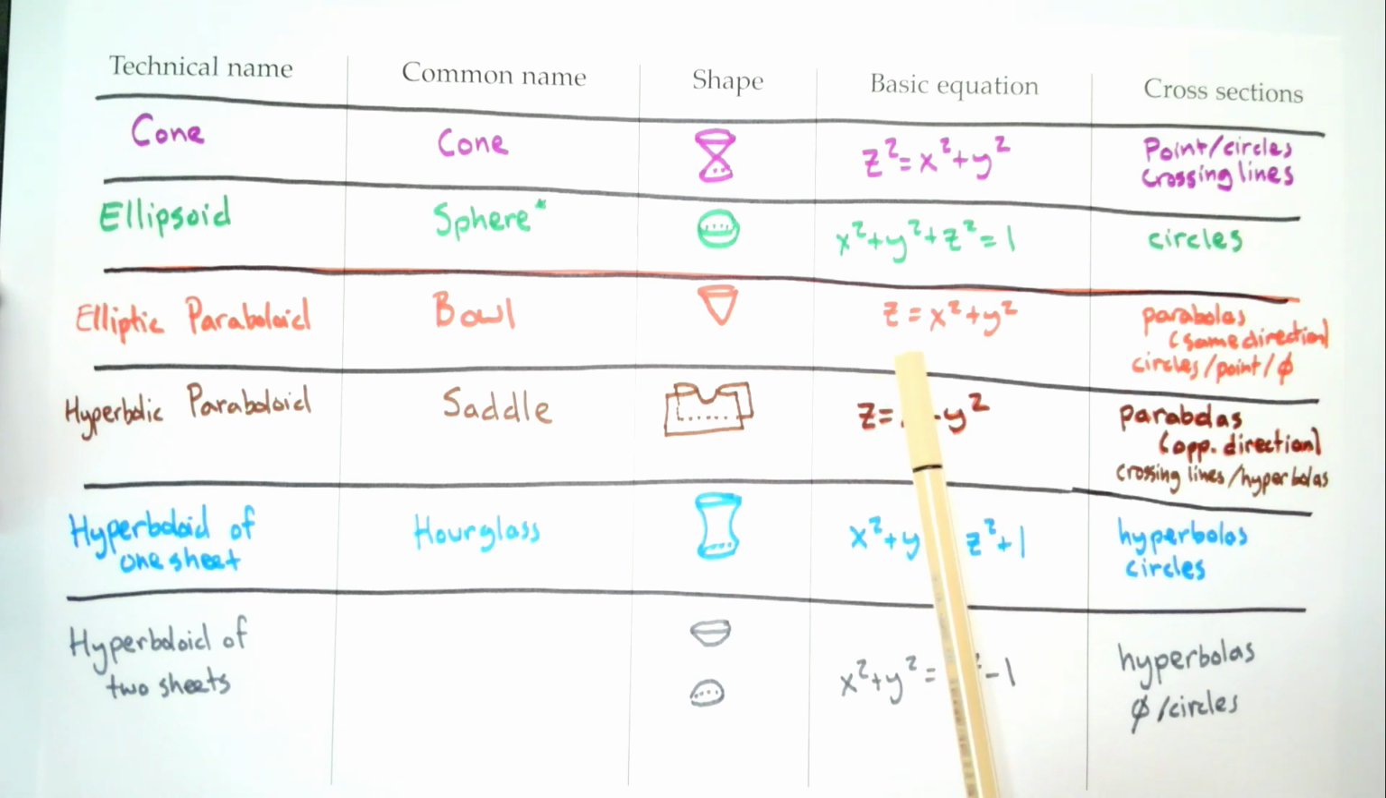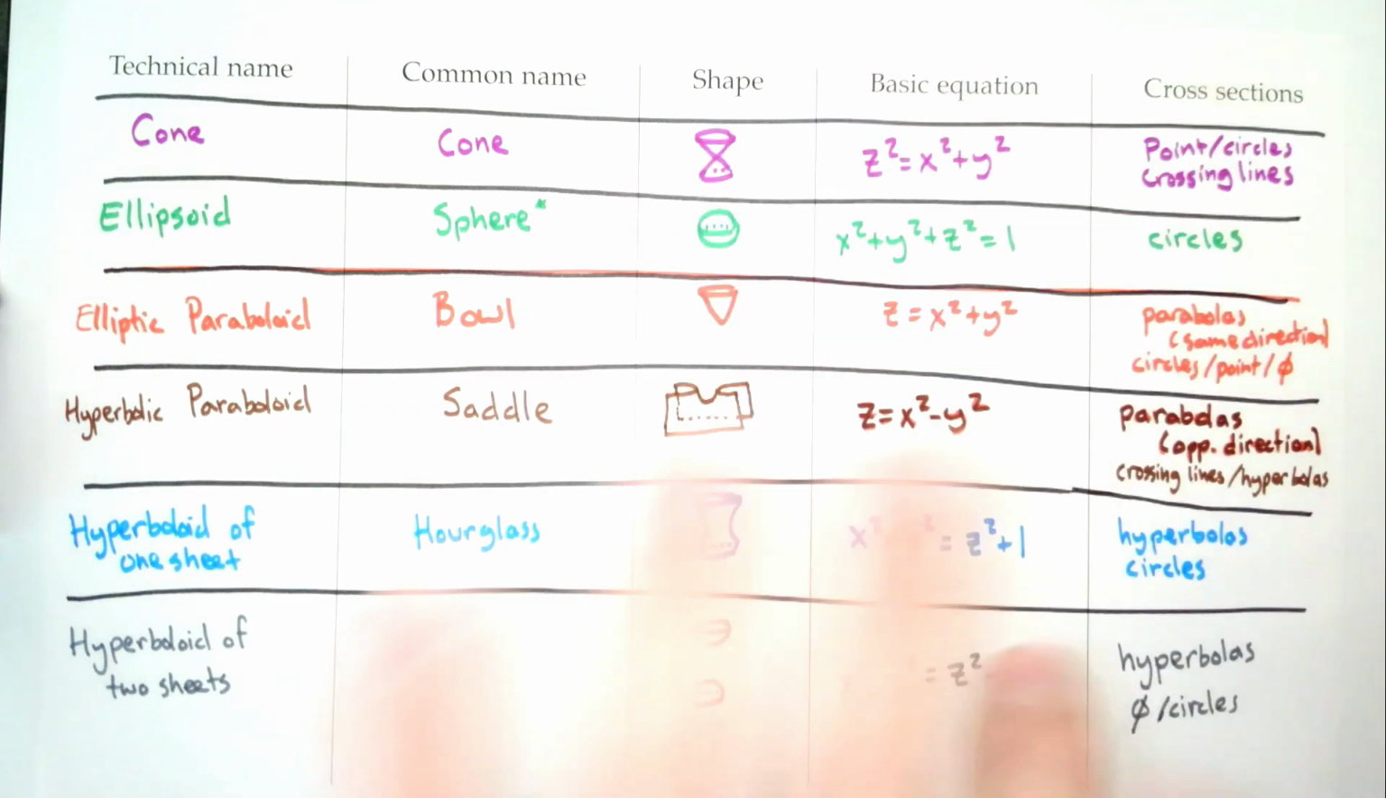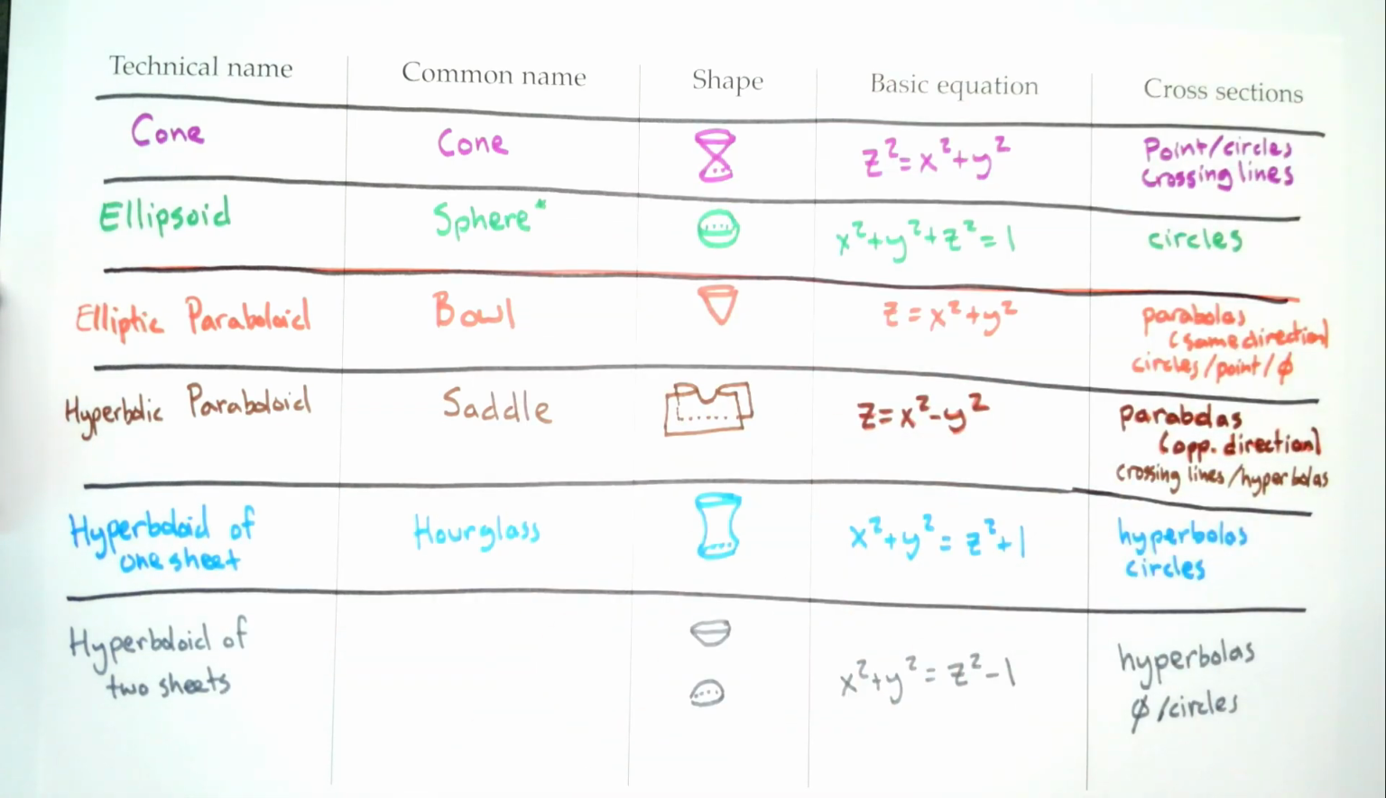So for example, for the bowl, you might say x equals y squared plus z squared. All that's happening when you switch the variables around is you're just rotating your shape. So you're turning the shape maybe 90 degrees or something. So you're perfectly fine.